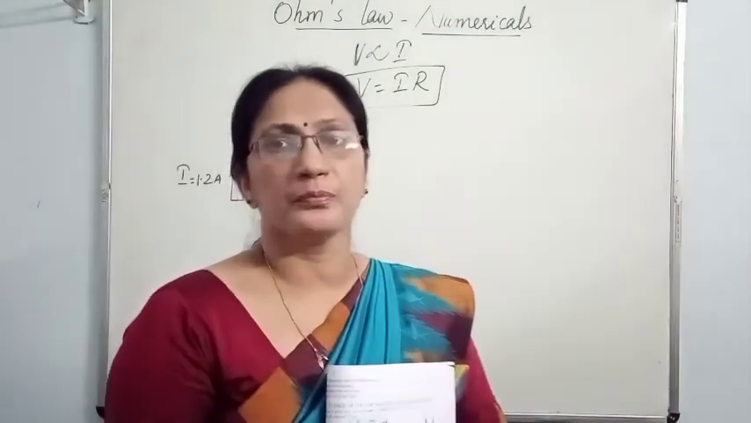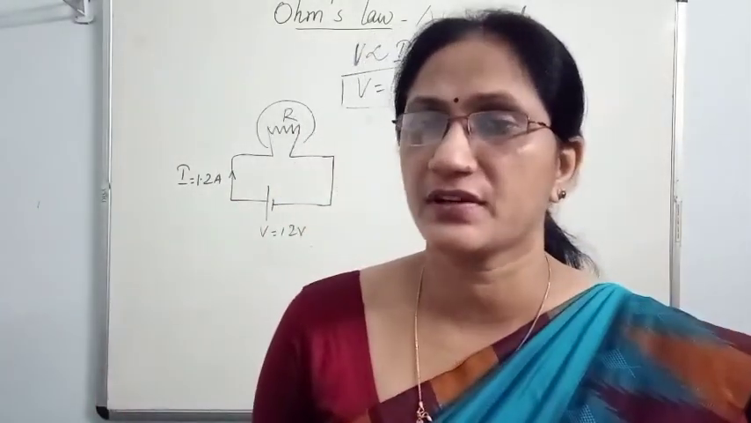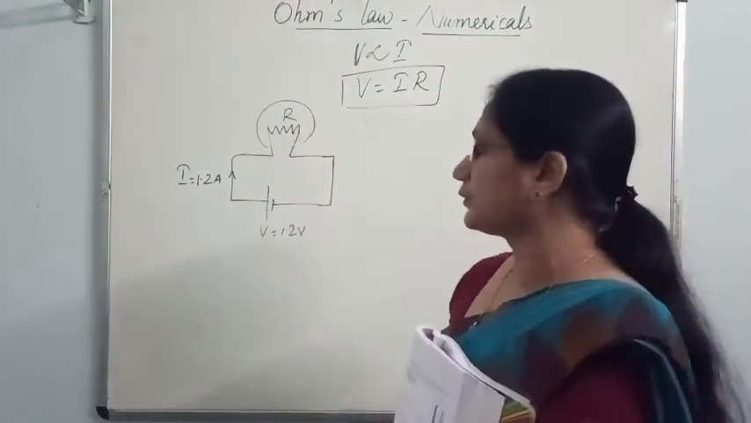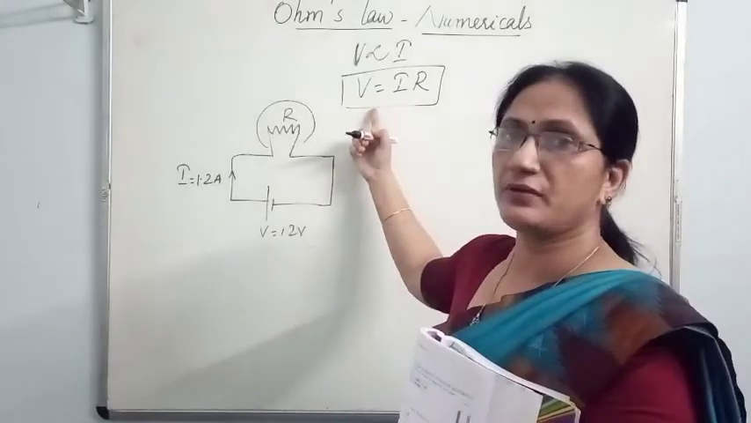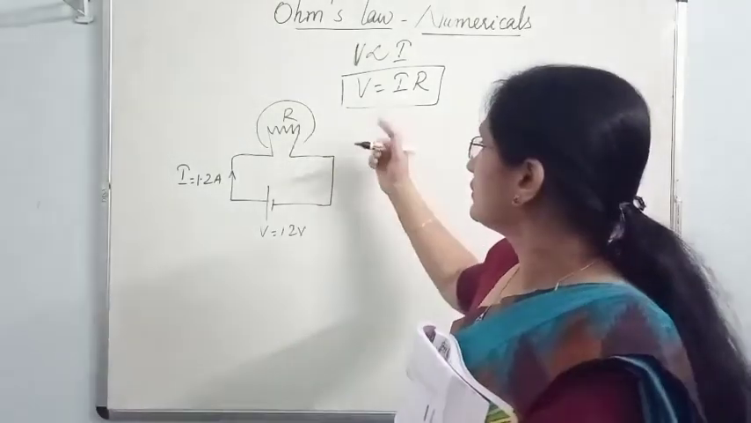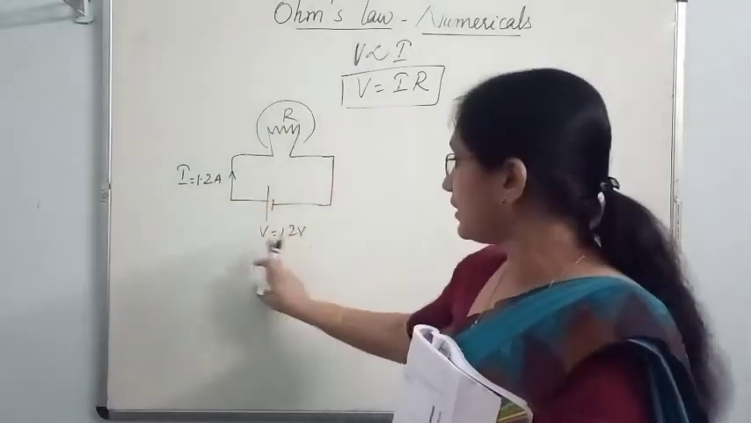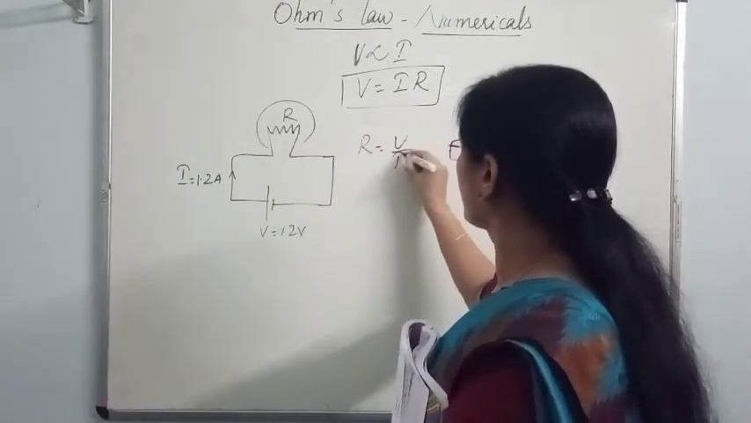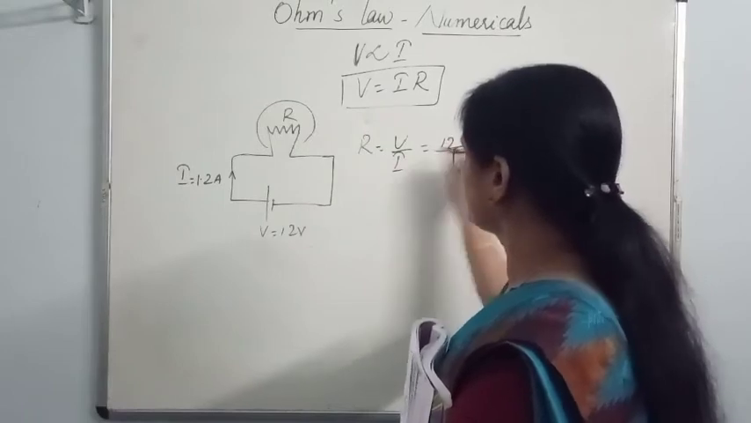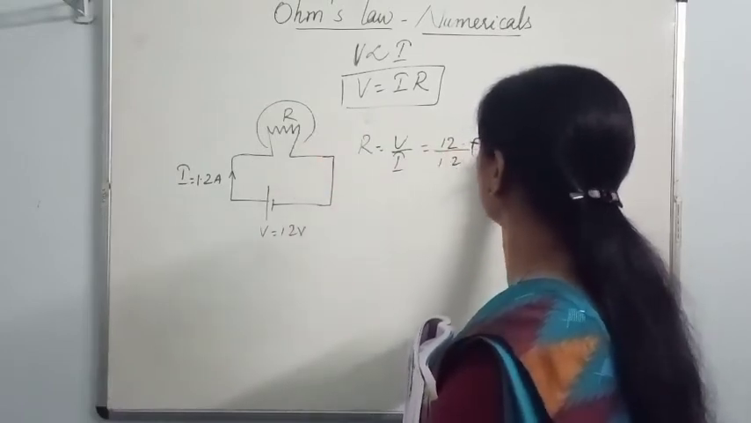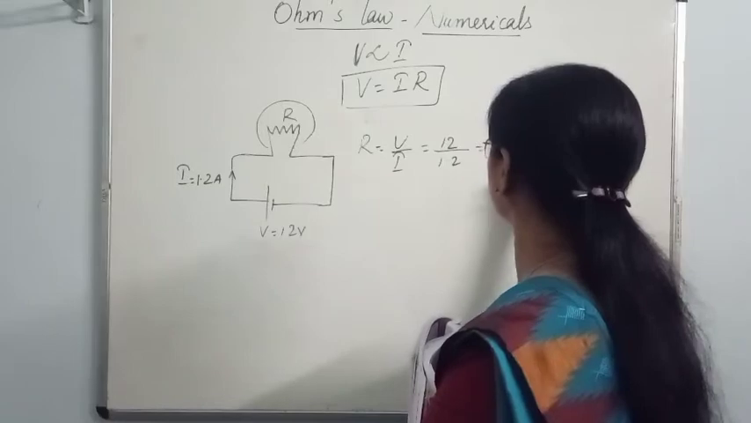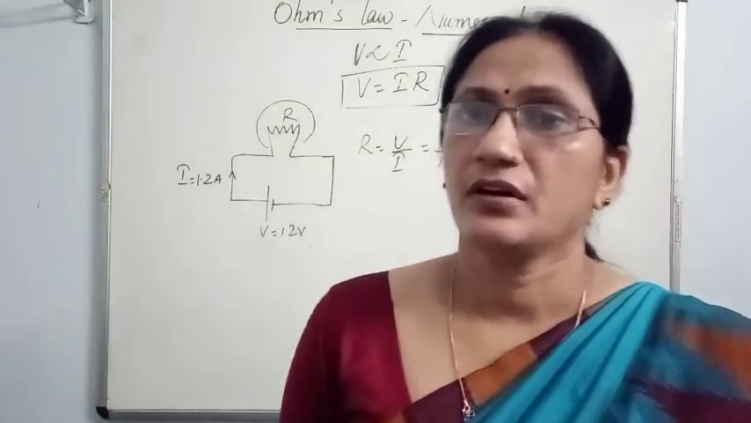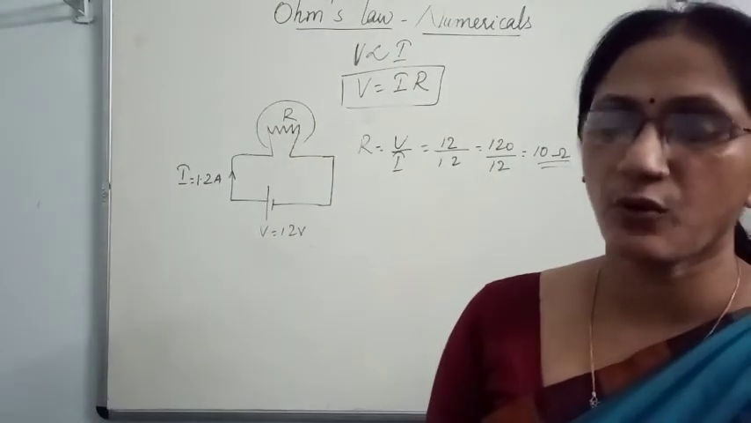You know, the filament of a bulb is made of tungsten having high resistance, and the resistance of this filament you have to calculate. Again, apply the formula V is equal to I into R. Therefore, R is equal to V upon I. V is 12, I is 1.2. That means the resistance of the filament of the bulb is 10 ohm.